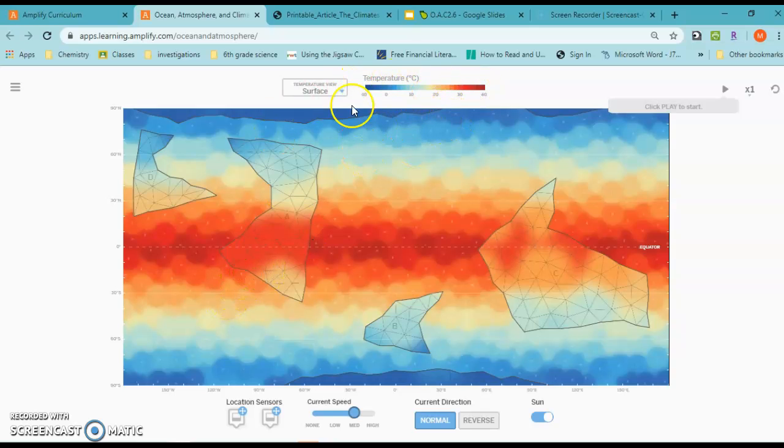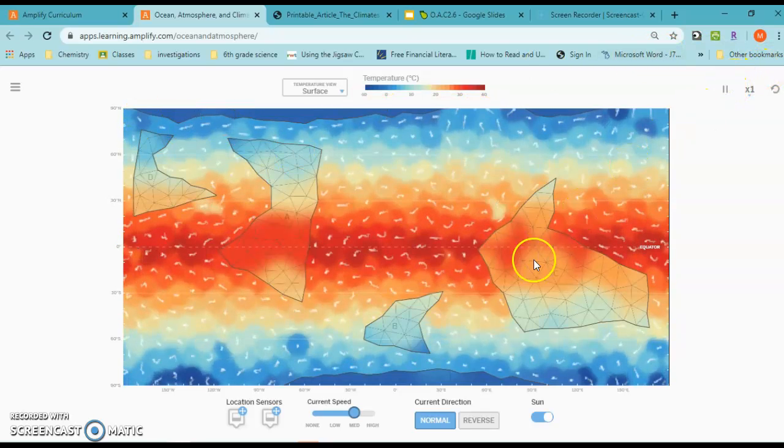So if you want to get an idea of what these colors look like at different points, we'll be able to match it. So without our currents moving, as we expect, we would see warm temperatures towards the equator and cool temperatures towards the poles. And we're going to watch and see what happens.